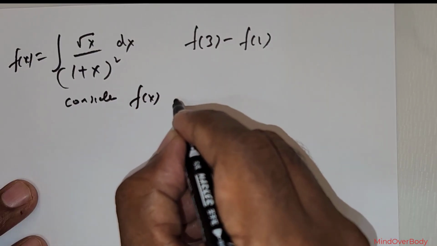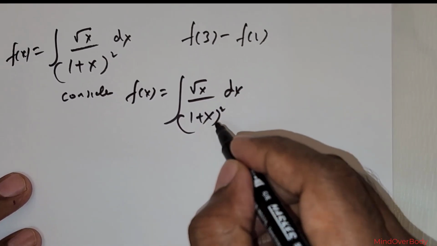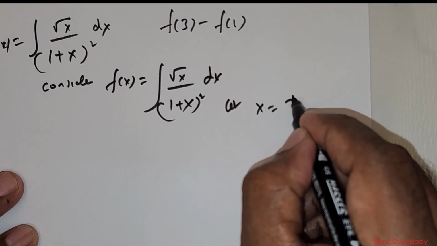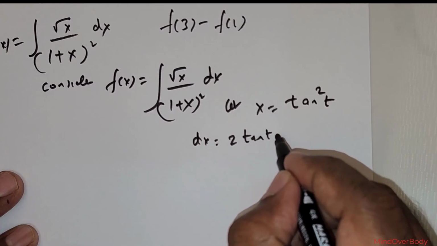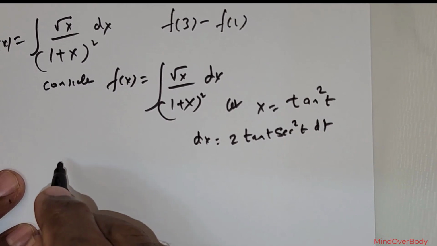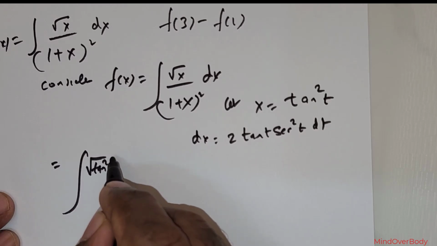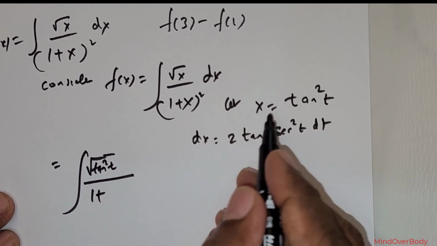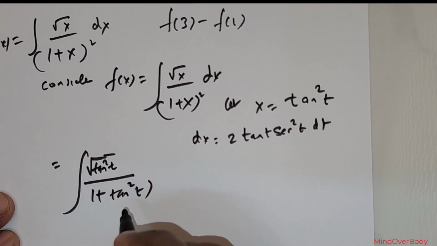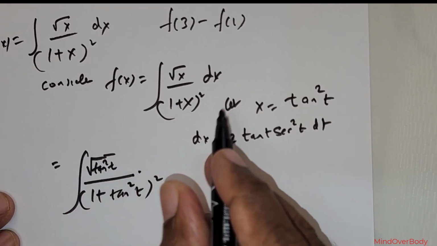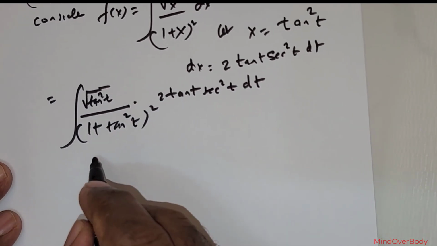consider the given question. F of x is equal to the integral of root x over (1 + x) whole squared times dx. I'm going to take x to be equal to, say, tan squared t. I differentiate, I get 2 times tan t times the differential of tan t, which is secant squared t times dt. So this is equal to, in place of x you substitute tan squared t, divided by 1 plus x, which is going to be tan squared t, and that is raised to the power of 2, times dx, which is 2 times tan t times secant squared t times dt.